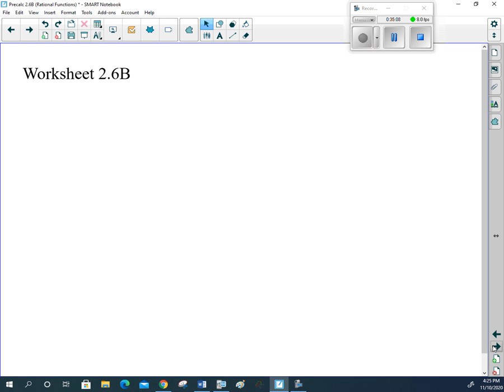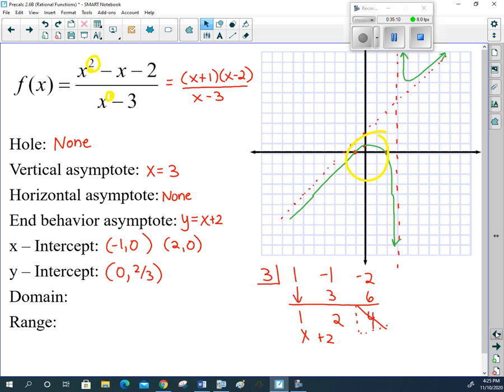Oh, whoops, forgot domain and range. Okay, so the domain, it looks like to me everything but 3 works. So the domain is, you could say all reals, x cannot equal 3, or you could say negative infinity to 3, and then 3 to positive infinity.